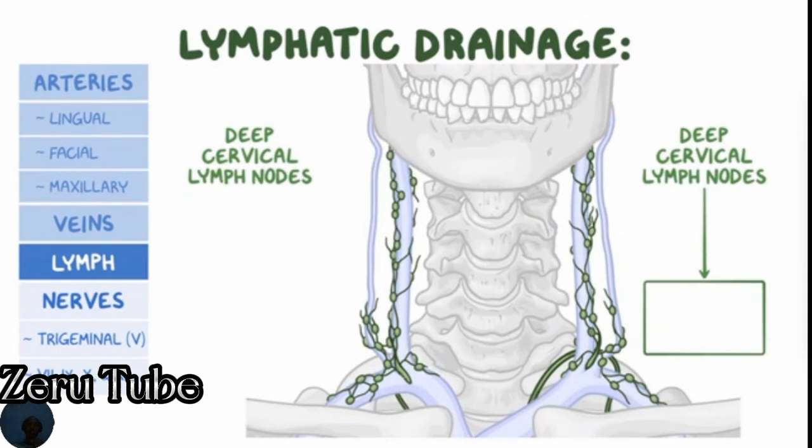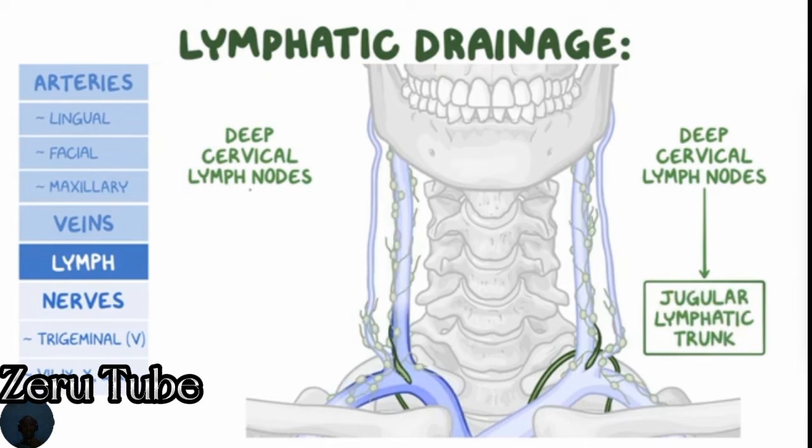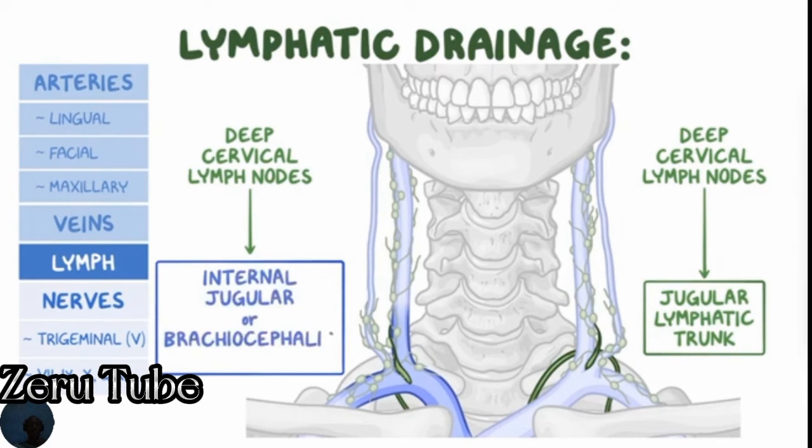Generally, the deep cervical lymph node, finally, on the left side, drains its lymphatic fluid towards the jugular lymphatic trunk. On the right side, the deep cervical lymph node drains towards the internal jugular vein or the branch of the cephalic vein.